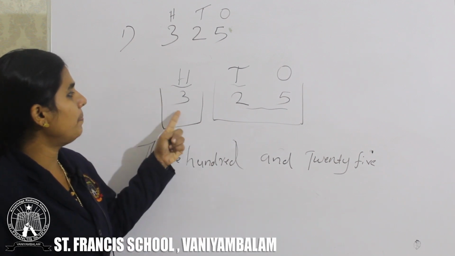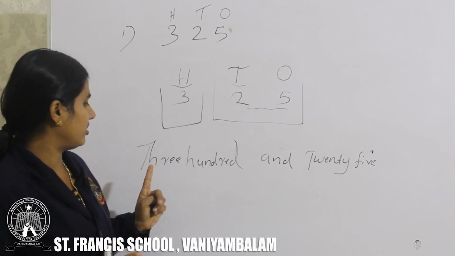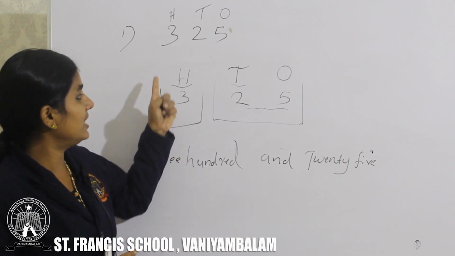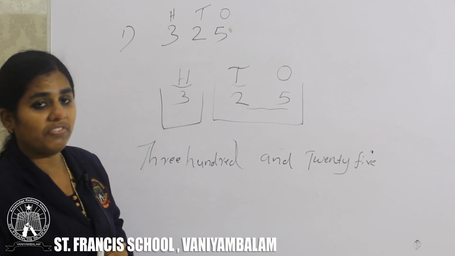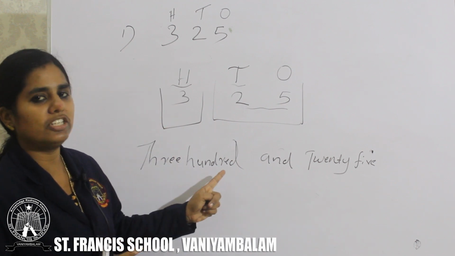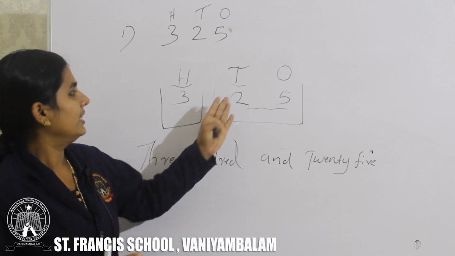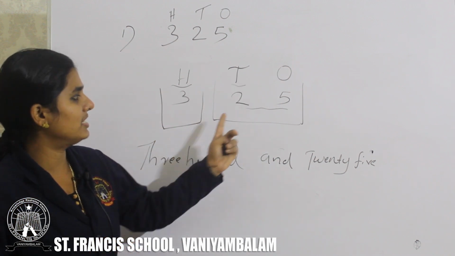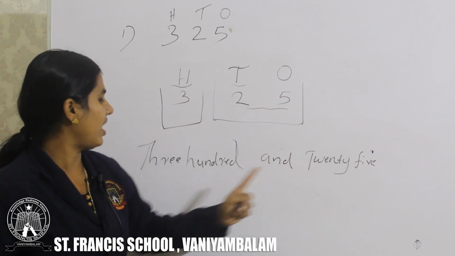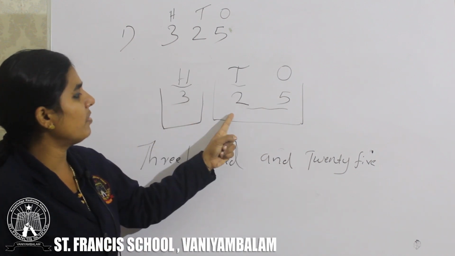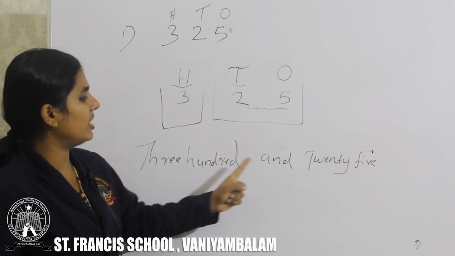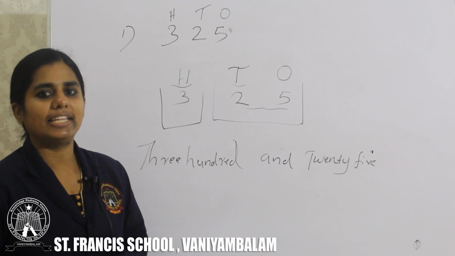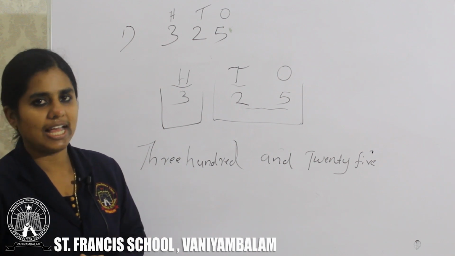Then in the hundreds place we have which number? Number 3. Write here 3. This 3 stands in which place? 3 is in which family? Hundreds. That also you write together: 300. The next one, these tens and ones we read together. That means this is which number? 25. So the name of this number is 325. I hope you understand how to write the number names from your previous classes.